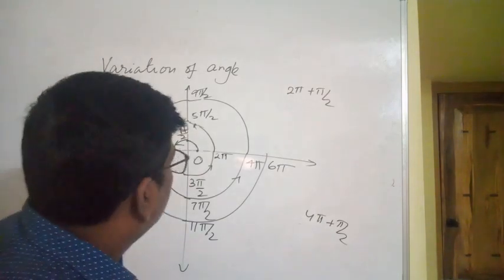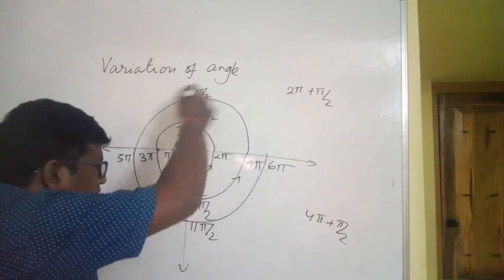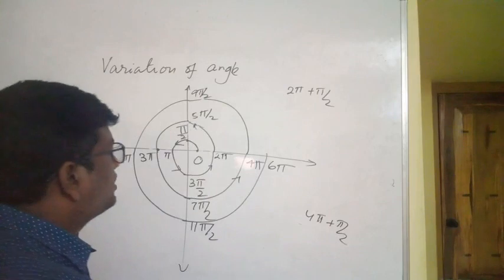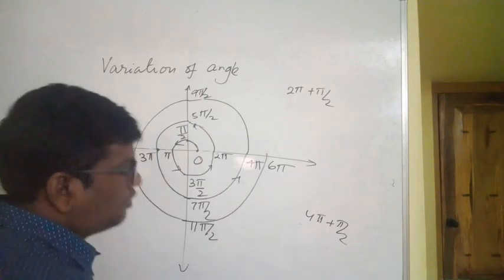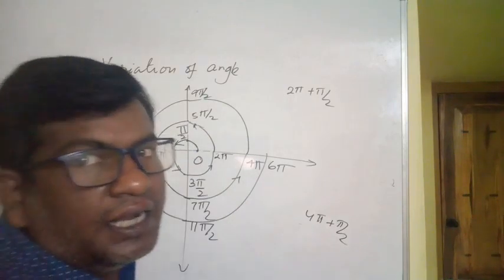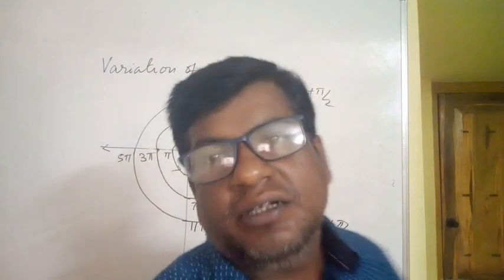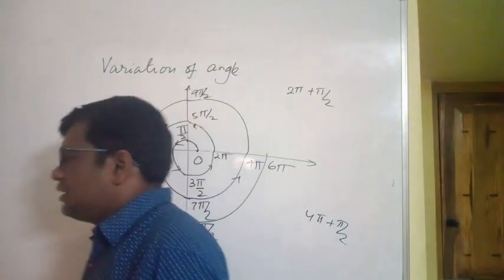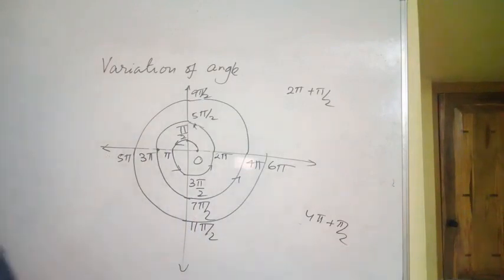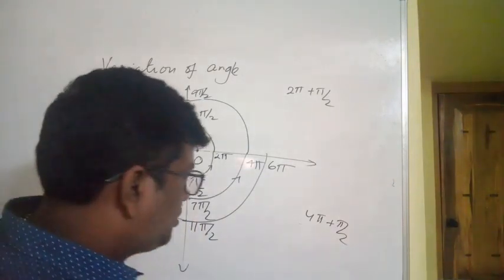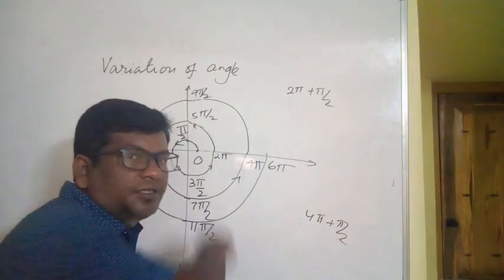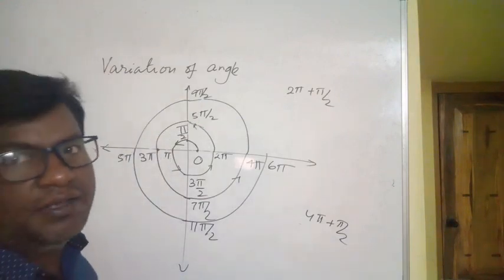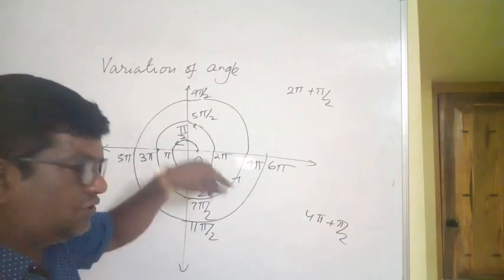Rotation in the anti-clockwise direction or clockwise direction depends on whether the angles are positive or negative. Positive angles are measured in the anti-clockwise direction, and negative angles are measured in the clockwise direction.